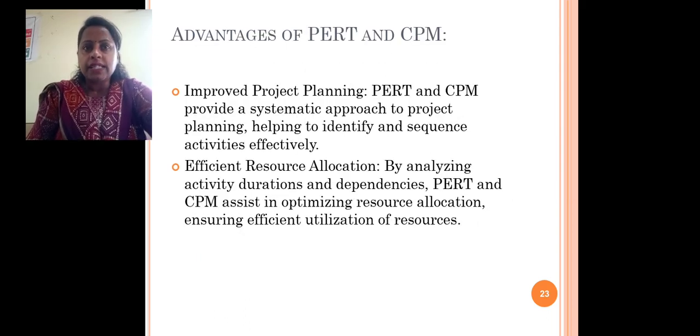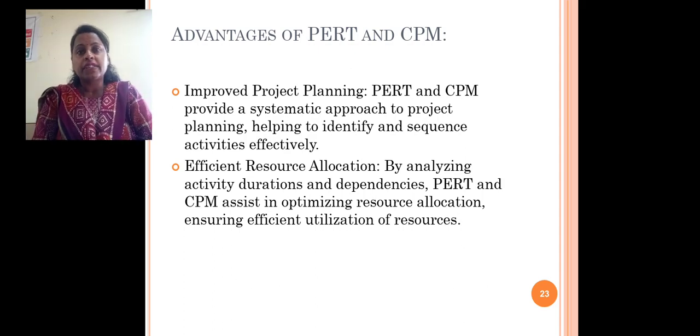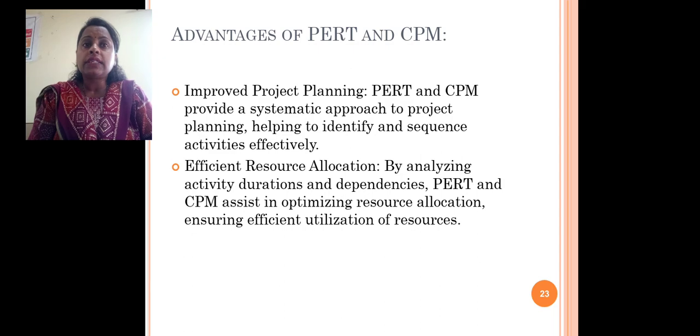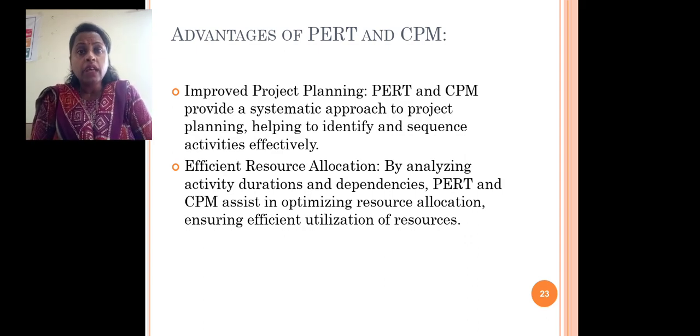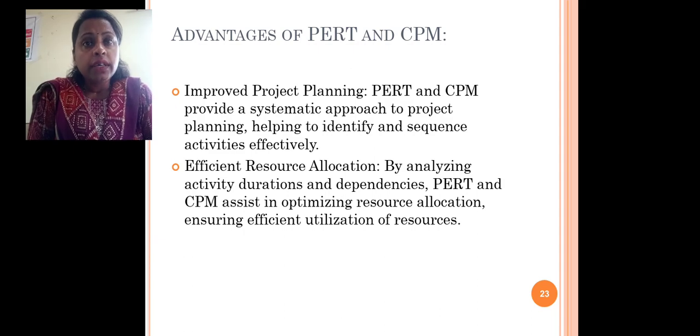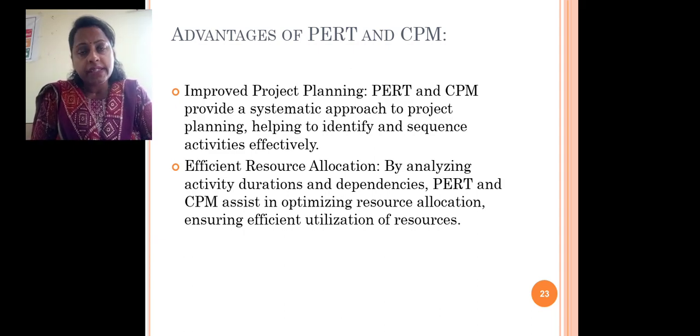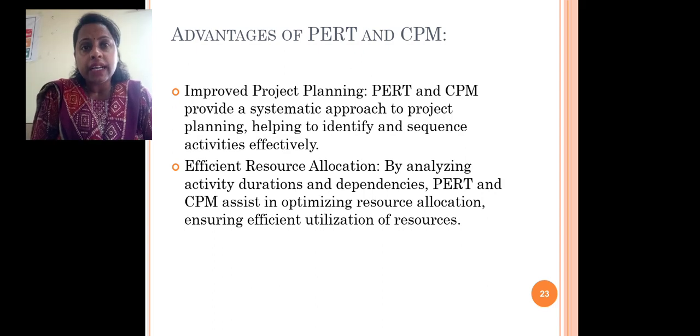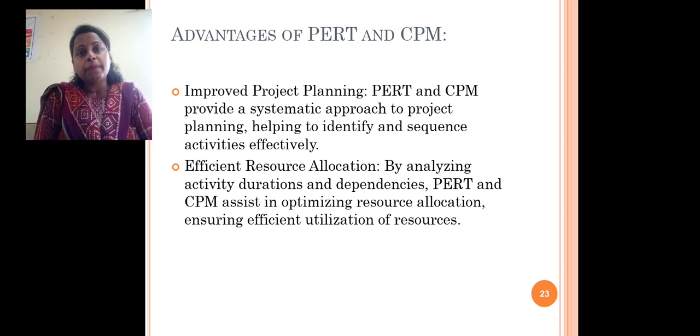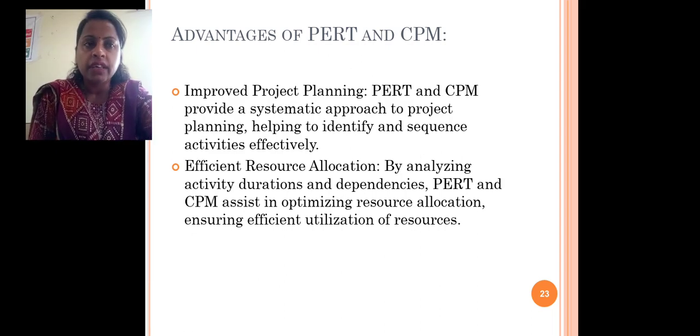So what are the advantages of PERT and CPM? PERT and CPM improve project planning. It gives us an improved version of project planning. PERT and CPM provide a systematic approach to project planning, helping to identify and sequence activities effectively. Now, the second advantage of PERT and CPM is efficient resource allocation. By analyzing activity durations and dependencies, PERT and CPM assist in optimizing resource allocation and ensuring efficient utilization of the resources.